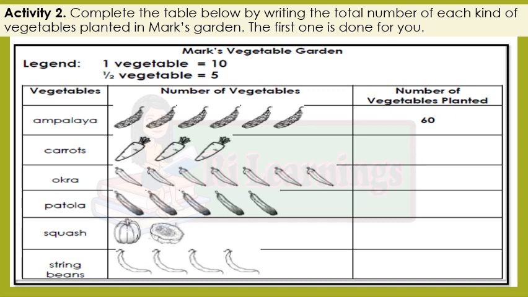Activity 2. Complete the table below by writing the total number of each kind of vegetables planted in Mark's garden. The first one is done for you.